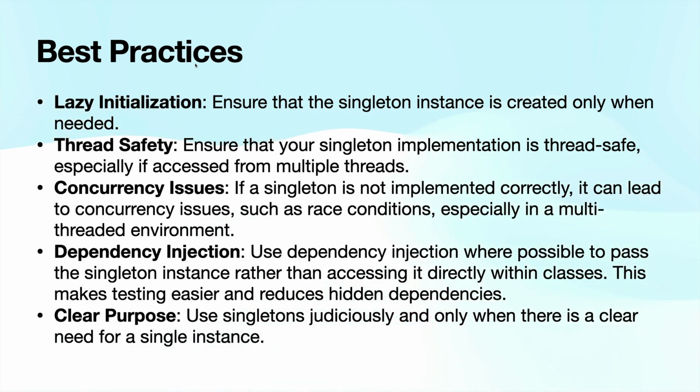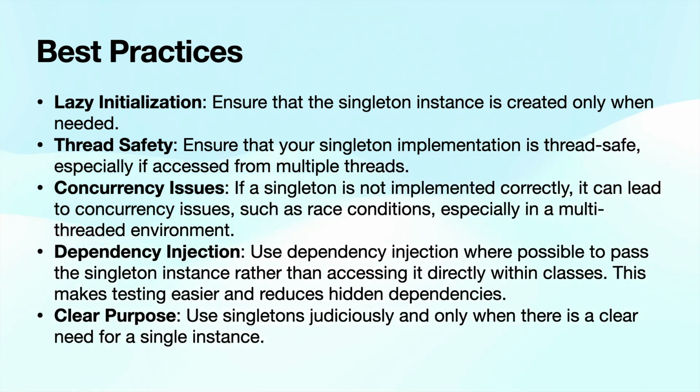Which sort of leads into the next point with concurrency issues. You can have race conditions, especially in a multi-threaded environment, which we talked about. And when possible, you want to use dependency injection, guys, which we are going to cover in another video, to pass that singleton instance around rather than accessing it directly within classes. This makes testing easier and reduces hidden dependencies. And clarity of purpose, right?